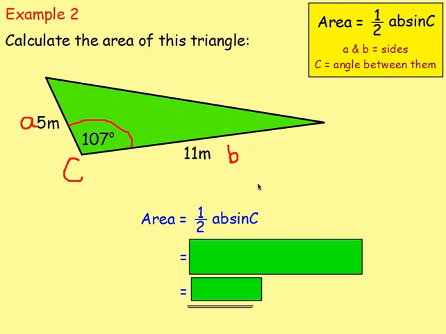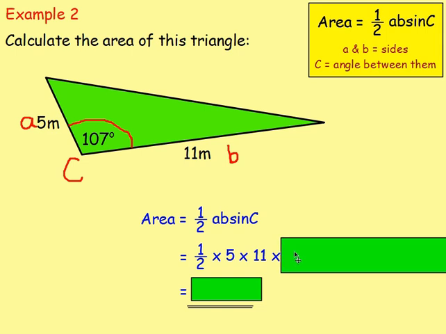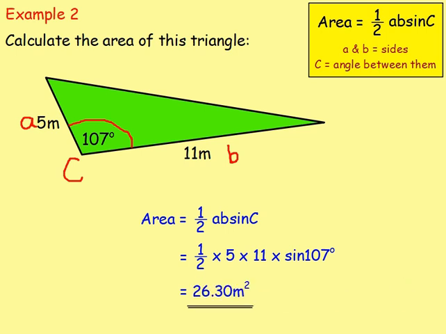You don't even have to label them the way I'm doing it here. Just the area is a half times A and B, which are the 5 and the 11. Again, it doesn't matter which way around you have them. Multiplied by sine C, and C is the angle, which is 107 degrees. So write down the formula, show you know what you're doing, then put in the numbers. And if you stick that in your calculator, you end up with 26.30 squared meters to a couple of decimal places. Either do it to 1 or 2 decimal places.